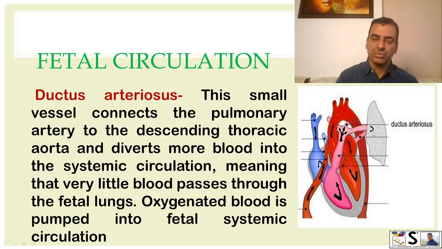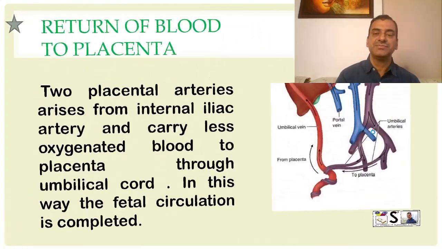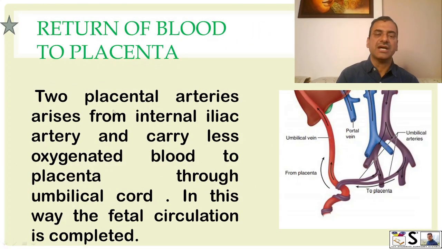Oxygenated blood is now pumped into the fetal circulation, and all the cells of the fetus receive oxygen and nutrients from the mother, and excrete carbon dioxide and other waste products into this blood, which again goes into the placenta. How it goes into the placenta we can understand by this picture. Two placental arteries from the internal iliac artery carry the less oxygenated blood through the umbilical cord. In this way, fetal circulation is completed.